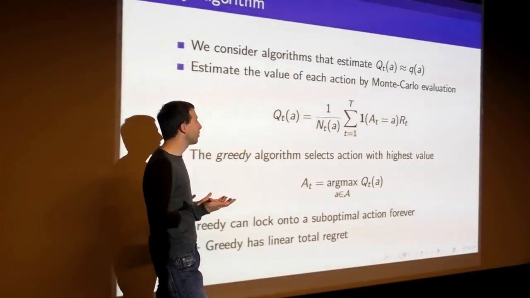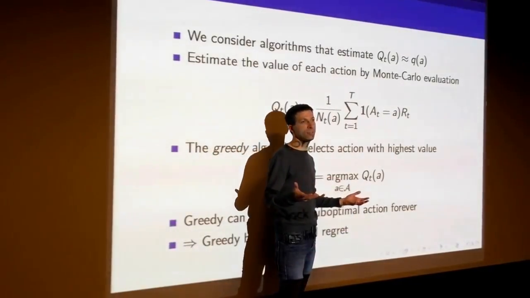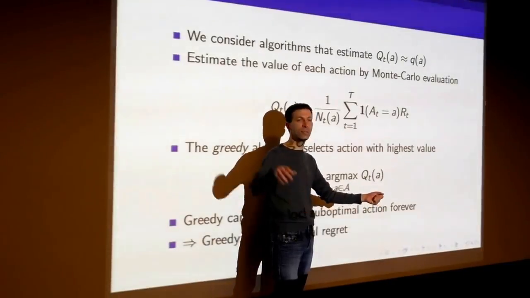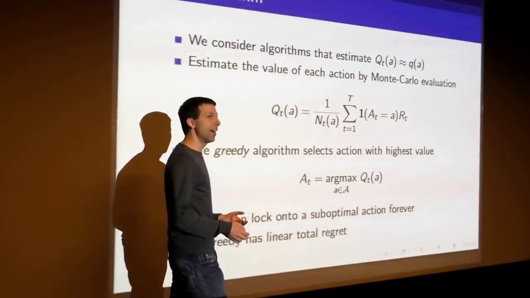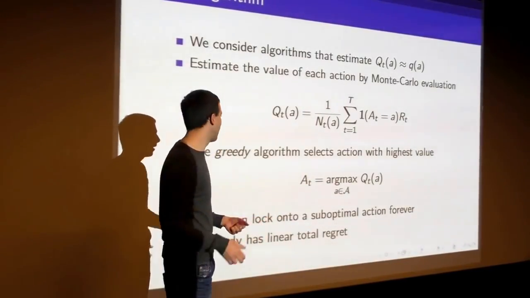Okay, so the greedy algorithm, what does it do? Well, it selects the action with the highest value. That's the natural thing to do. So we've estimated how good this action is, and we've estimated how good this action is. If this one's higher, we just pick it. And the greedy algorithm doesn't explore at all. It just picks it, picks it, picks it.